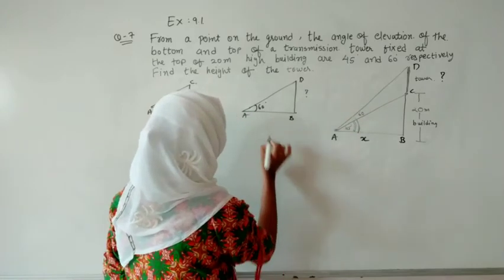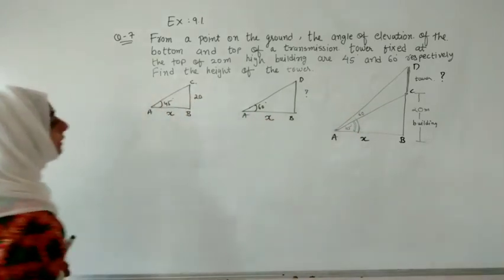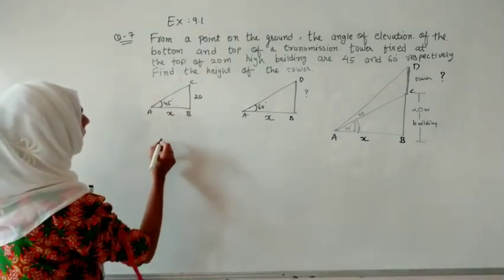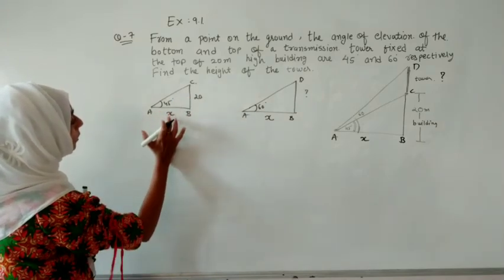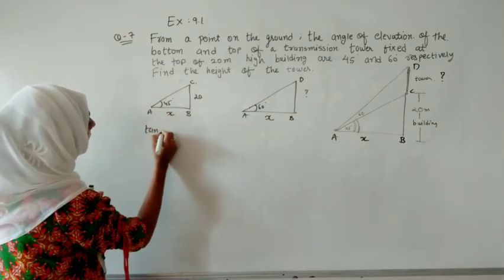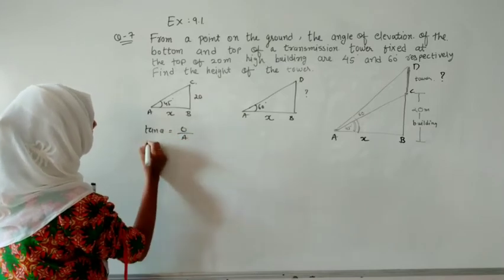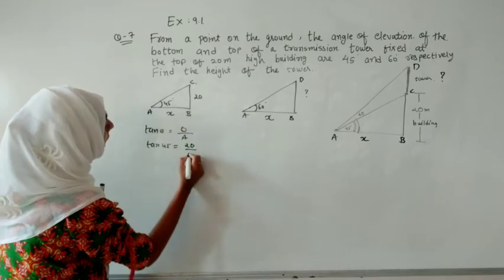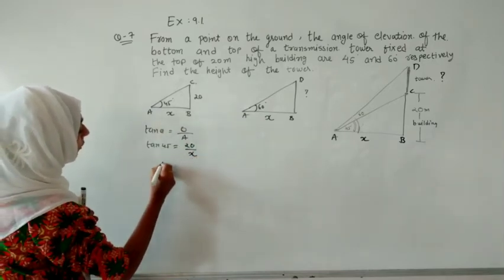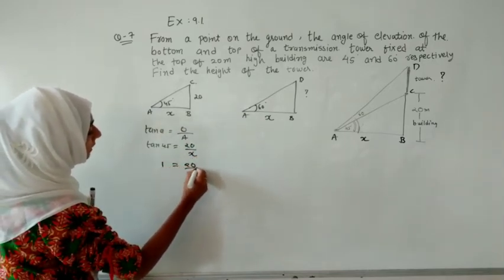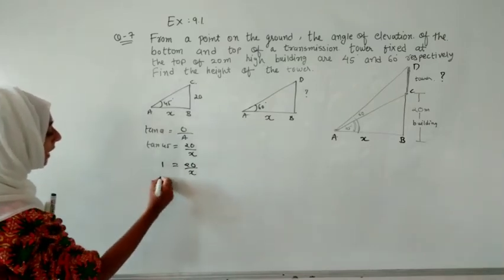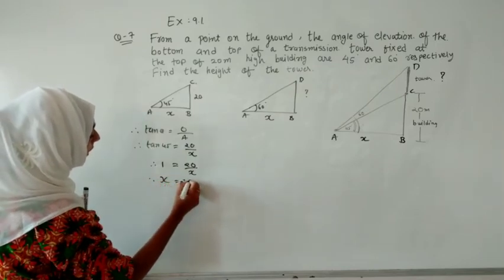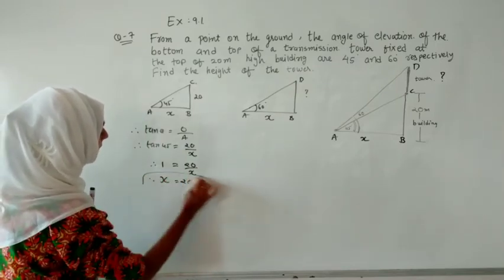This is the question mark, and as we know this AB as x, let us find the solution. First, which theta has opposite upon adjacent? That is tan theta, opposite upon adjacent. So here tan 45 equals opposite, that is 20, and AB is x. What is the value of tan 45? That is equal to 1, and that equals 20 by x. If we take x to the other side, our x will become 20, and it is in meter, so let us write in meter.